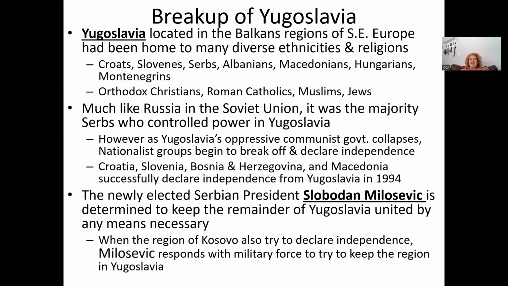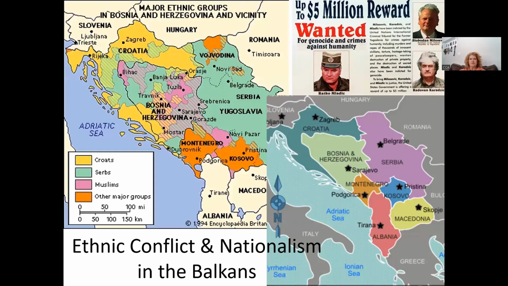The newly elected Serbian president was Milošević. He wants to keep the remainder of Yugoslavia united, but there's a region of Kosovo that is trying to declare independence. In his attempt to try to keep a little bit of Yugoslavia together, he sends military forces into Kosovo. So here you go. This is the breakup. You can see the location here, the countries that are around it.